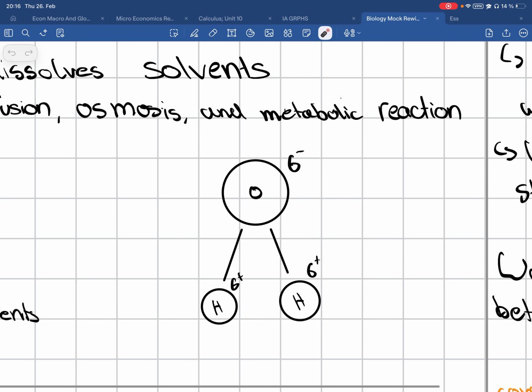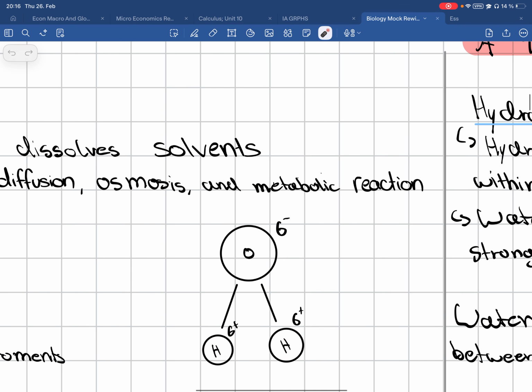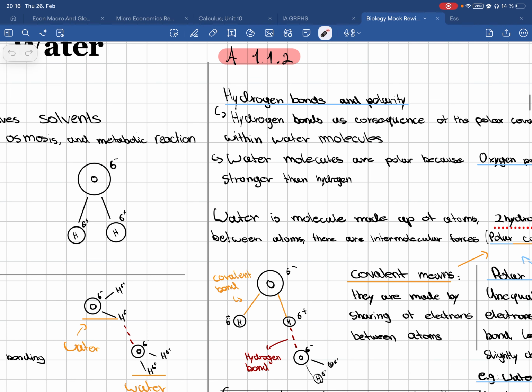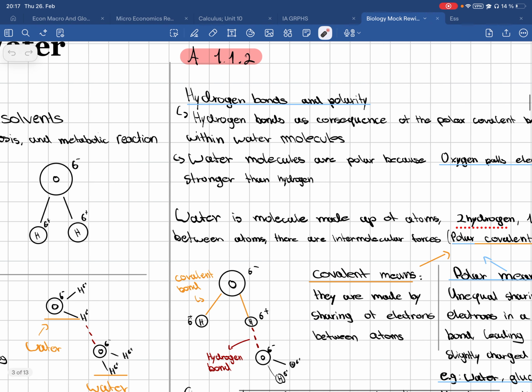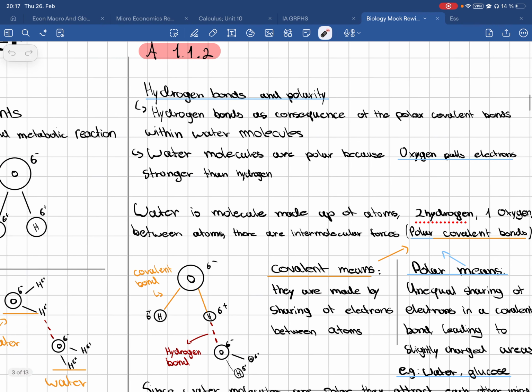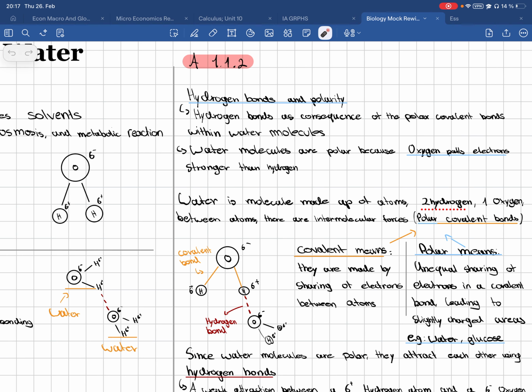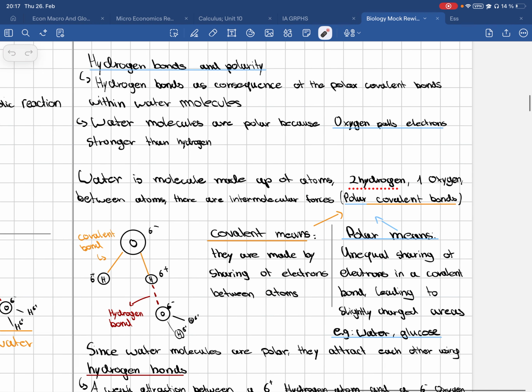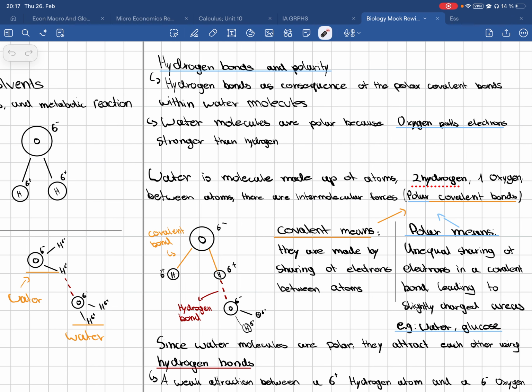Water is made of a negatively charged oxygen atom and two positively charged hydrogen atoms. And this is how one water molecule will look like. Now, water is a molecule made up of atoms, two hydrogen, one oxygen, what I just showed you here. Between these atoms, there is this intermolecular force. You see these forces? This is kind of holding them together. And these are called polar covalent bonds.